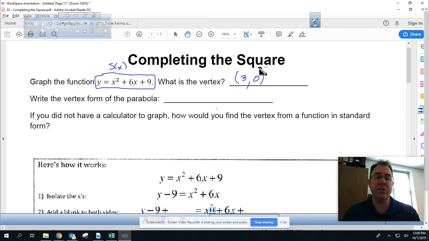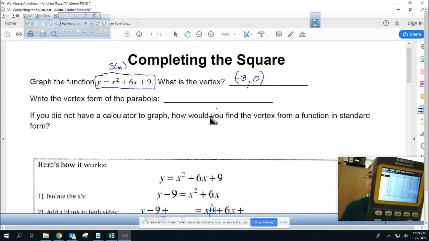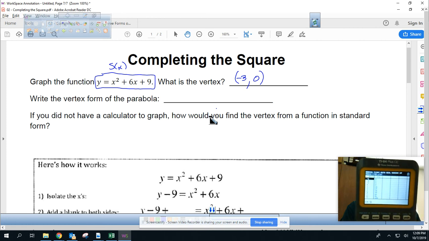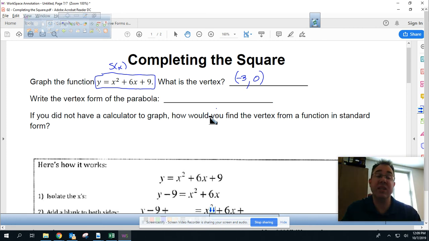And if you aren't sure, go to your table and look. Oops, see, I messed up already. It should be a negative 3. Go to your table, and you can see negative 3, comma 0. The reason it's doing that is because it's trying to get super exact. It doesn't need to be that exact. The calculator is sometimes too good for its own good. Okay, so that's where our vertex is.